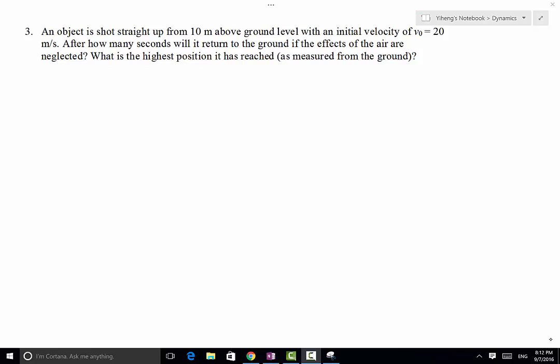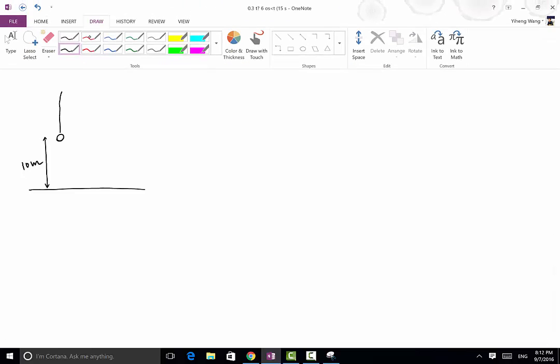For this problem, as we read through it, I suggest we draw a sketch to help us solve it. So an object is shot straight up from 10 meters above ground level. If this is the ground level, this object is being shot here. That's 10 meters from ground level. It's shot straight up, and it has an initial velocity of 20 meters per second.